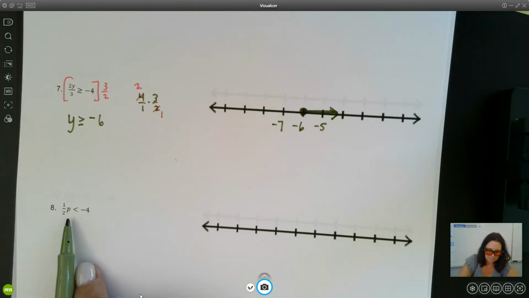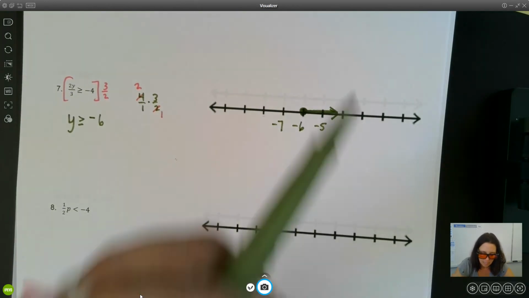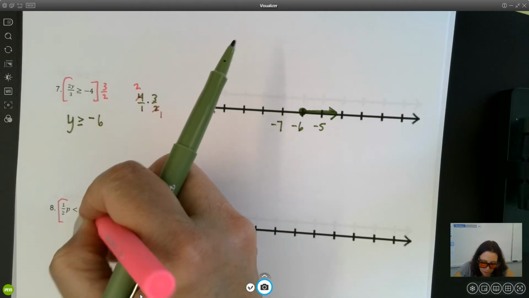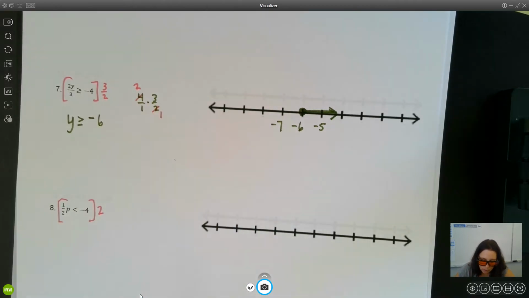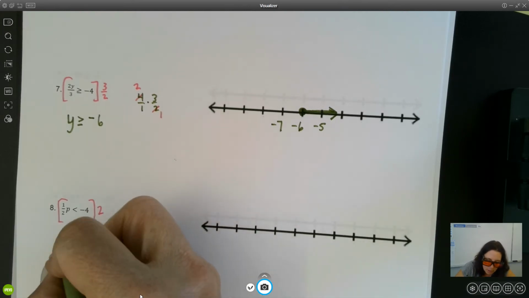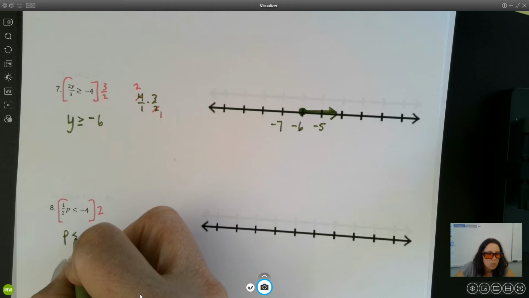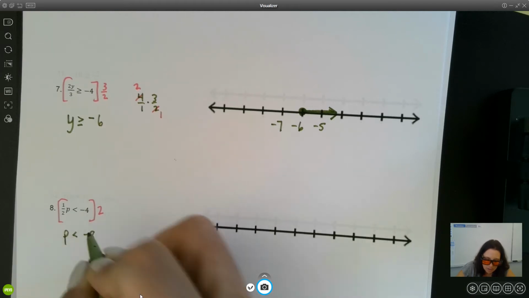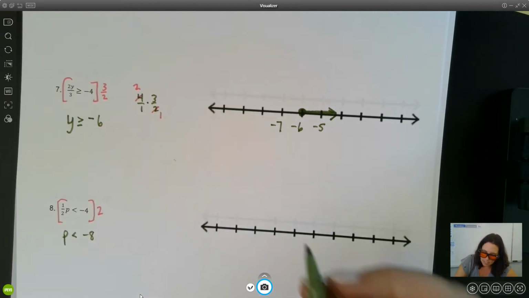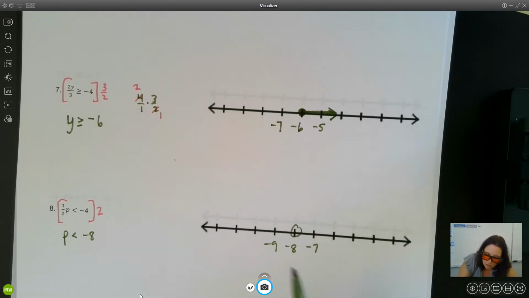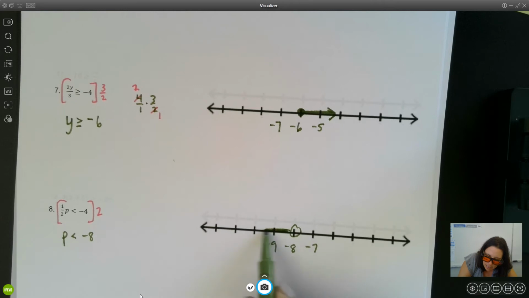All right, this guy. 1/2 of p, to make that a whole p, you would multiply it by 2/1, or just 2. So that pink number is a positive, so that inequality stays the way it is. P is less than -8. -9, -8, -7, open circle, shaded, less than.